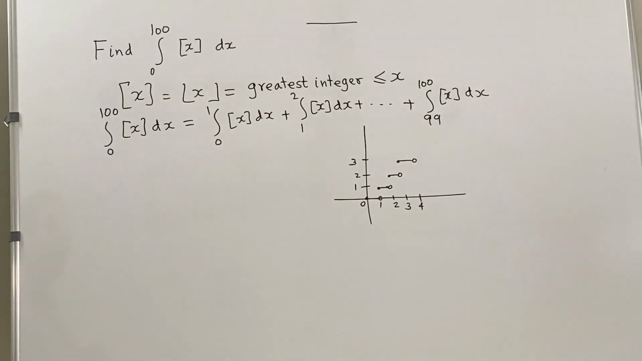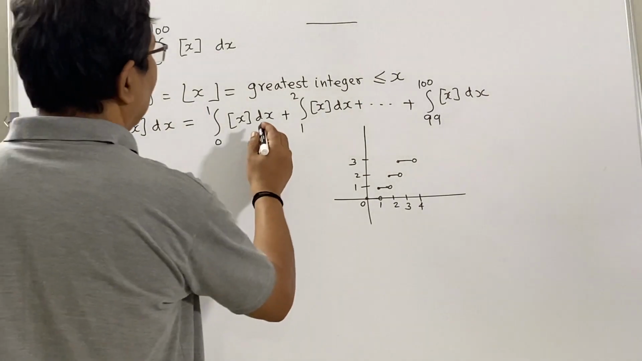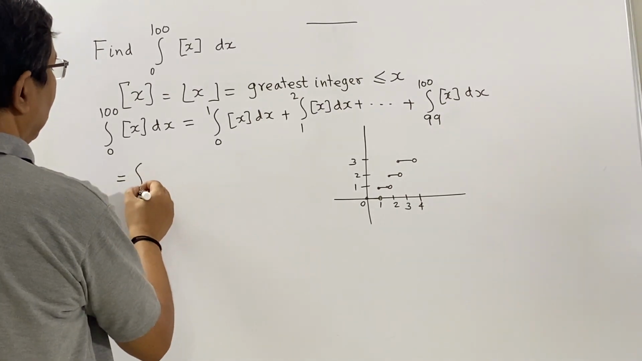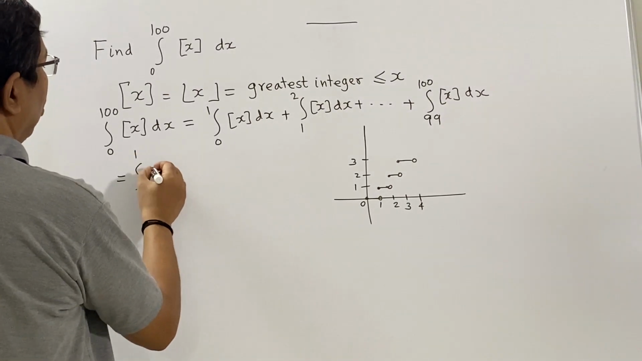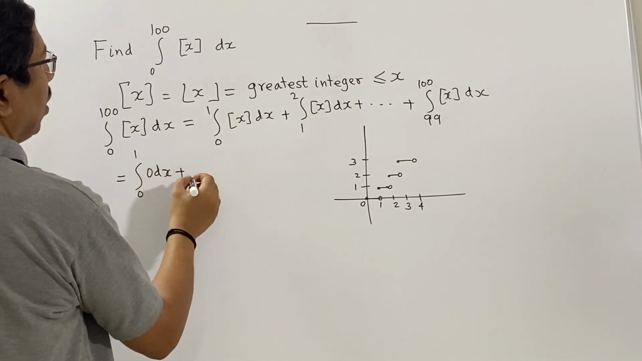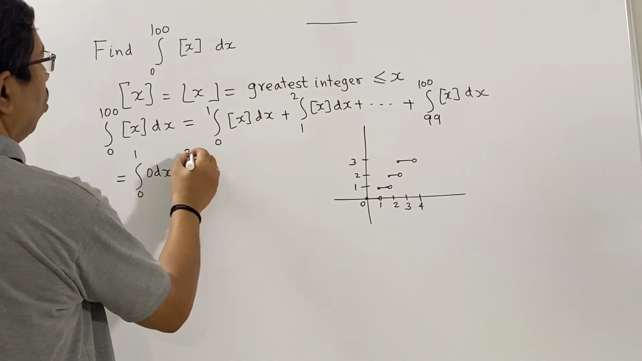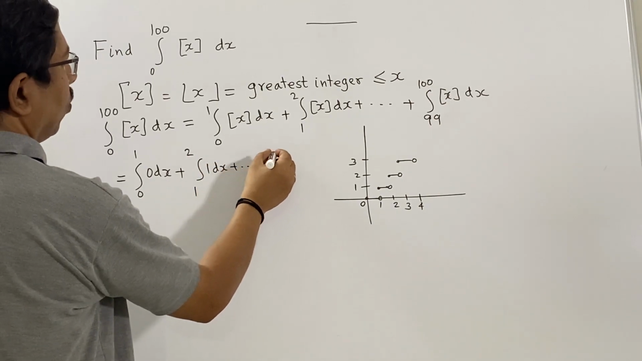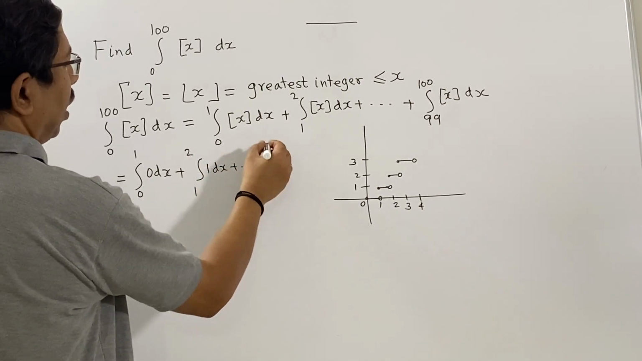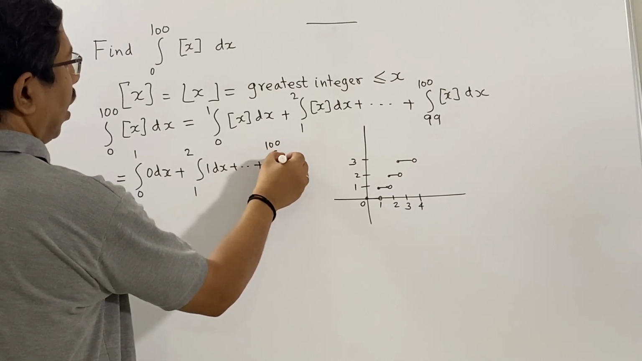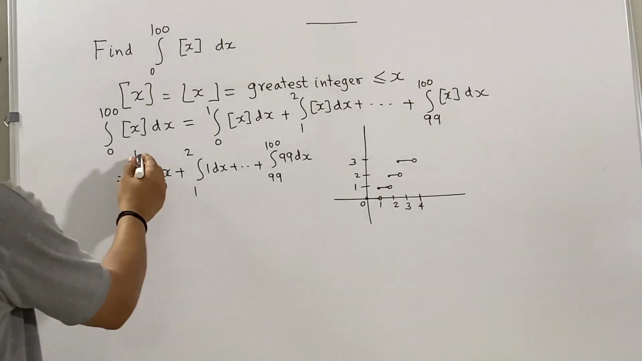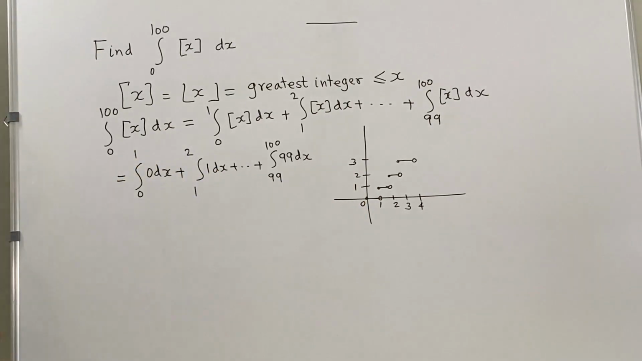Now keeping this in mind, we will write this integral as integral 0 to 1 of 0 dx plus integral 1 to 2 of 1 dx, etc., up to integral 99 to 100 of 99 dx. Now you may object that, well, at the point 1 the function value is 1 and not 0. Will that be a problem?